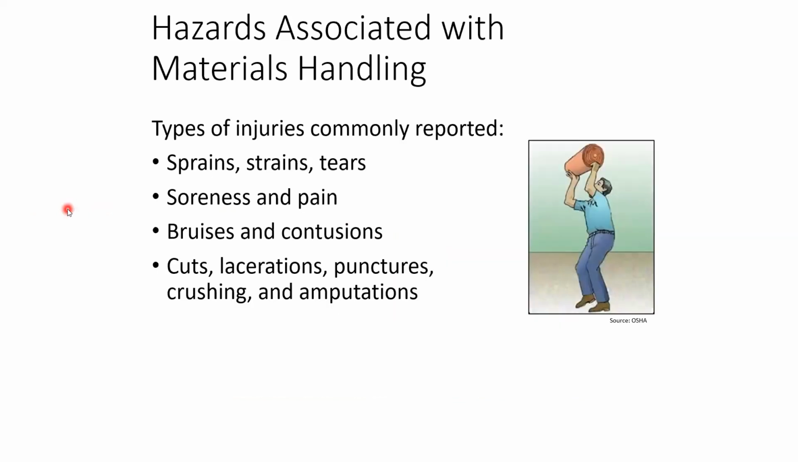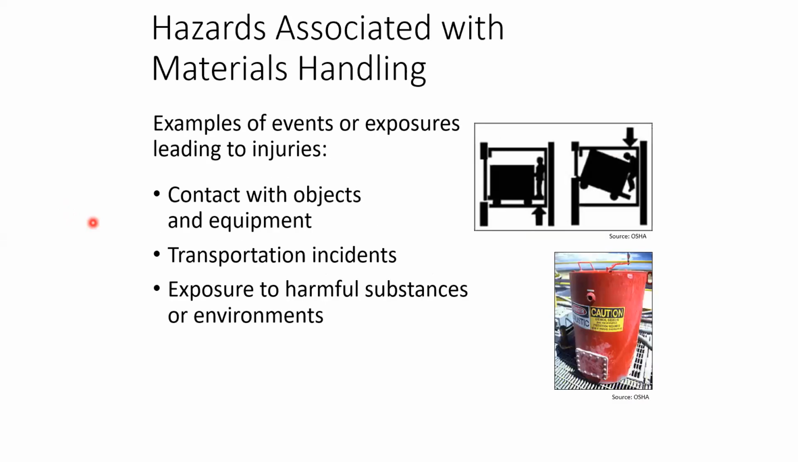Okay, what are the injuries commonly reported in association with material handling hazards? Sprains, tears, soreness and pain, bruises and contusions, cuts, lacerations, punctures, crushing and amputations. Amputation means the cutting off of any part of the body.